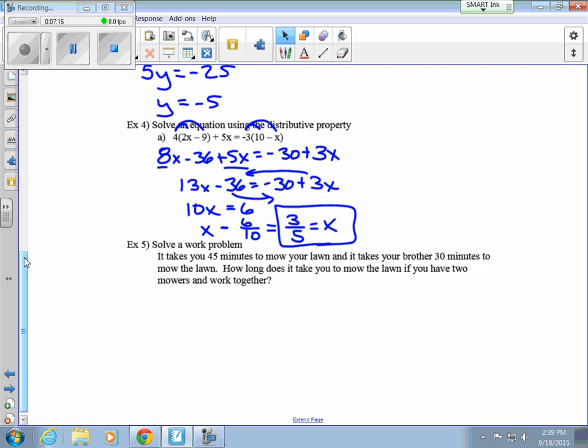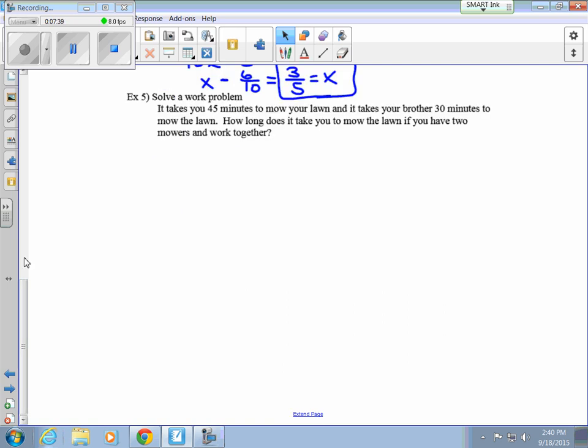Example 5. It is a work problem. It says it takes you 45 minutes to mow the lawn. Excuse me, it takes your brother 30 minutes to mow the lawn. How long does it take you to mow the lawn if you have 2 mowers and work together? So we're going to look at how to set this problem up. If you want another example, there's another example of it on page 20 in your book as well.